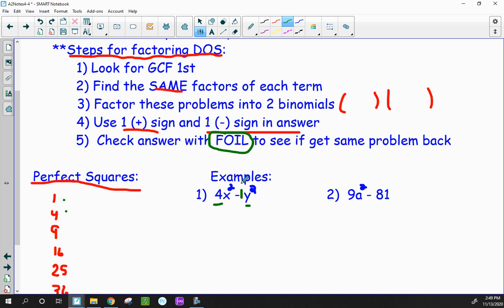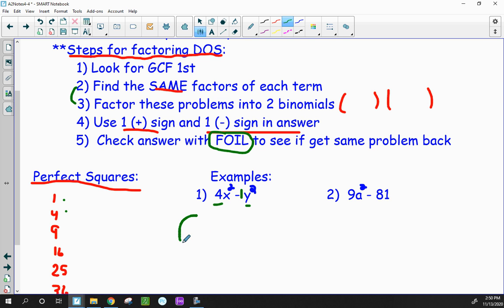Do they both have an X in common? No. Do they both have a Y in common? No. So those types of questions are what you're going to have to ask yourself to figure out if it's a GCF. If it's not a GCF, you move to step 2. You're going to look for the same factors of each term. 2 and 3 kind of go together, so you're going to factor them into two binomials.